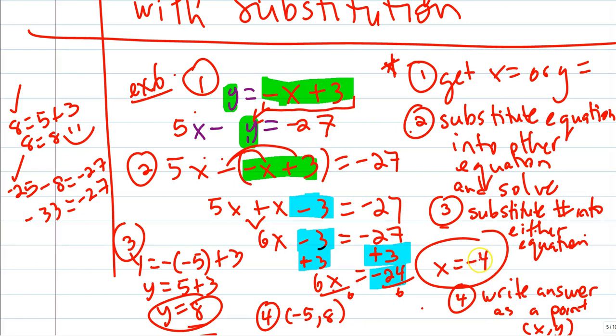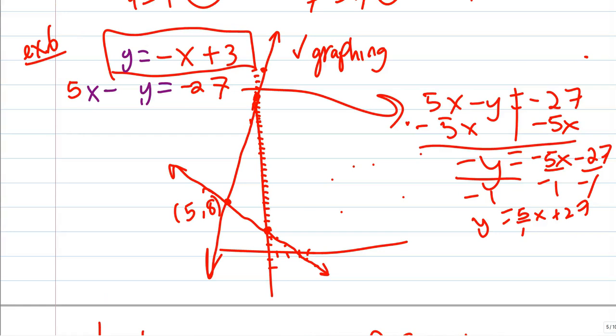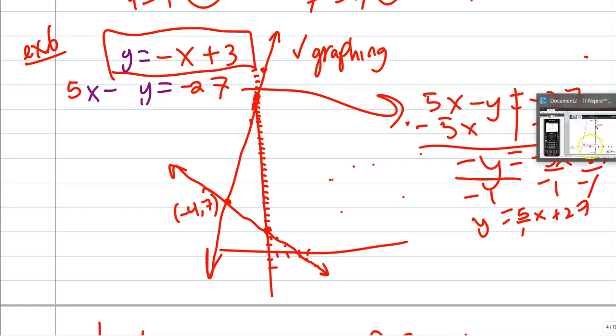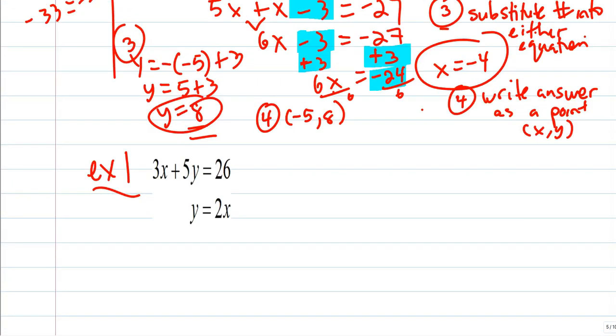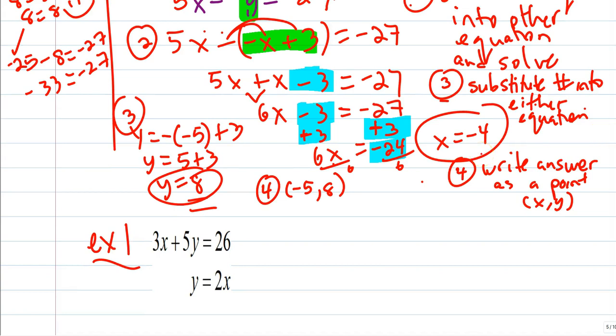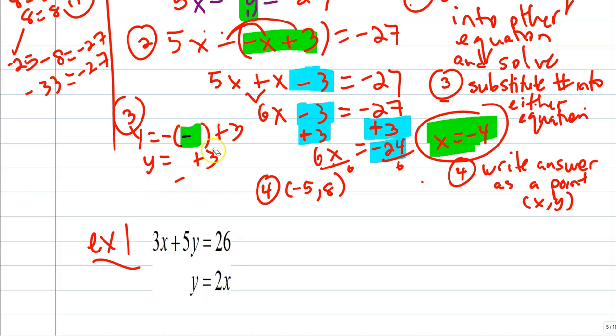I actually did read it right, didn't I? Shame on me. So it is negative 4. Let's see if 7 still shows up. Okay, so we got negative 4. We're going to plug in a negative 4. I'm going to highlight this a different color. So instead of a negative 5, we're going to plug in a negative 4. Negative negative 4 makes that a positive 4. And 4 plus 3, y is equal to 7. So our answer is officially negative 4, comma 7.